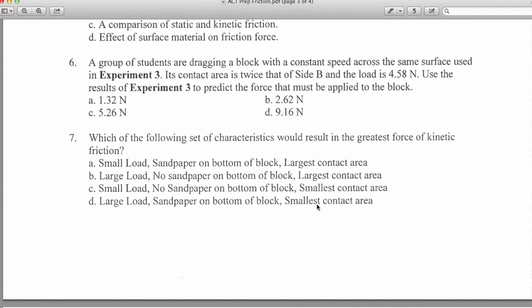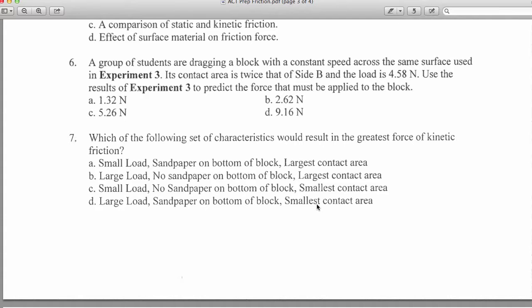Number 6. A group of students are dragging a block at a constant speed across the same surface used in Experiment 3. Its contact area is twice that of side B, and the load is 4.58 newtons. Use the results in Experiment 3 to predict the force that must be applied to the block. A. 1.32 newtons. B. 2.62 newtons. C. 5.26 newtons. Or D. 9.16 newtons.